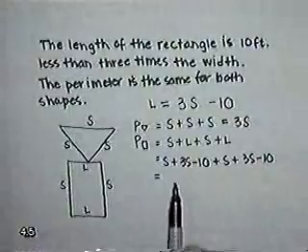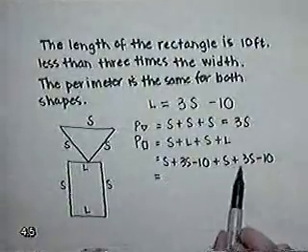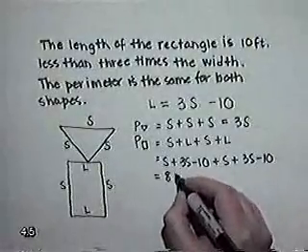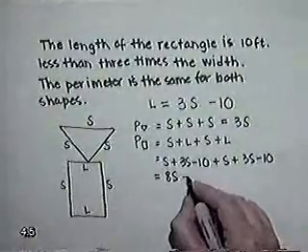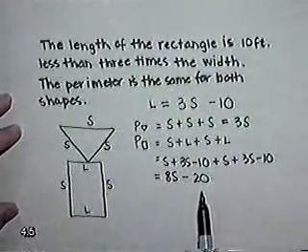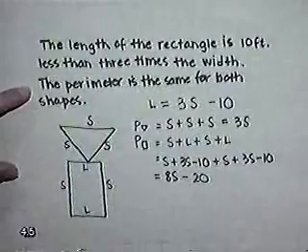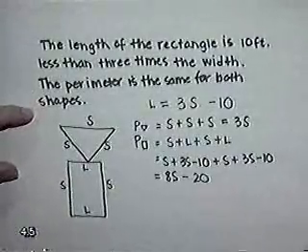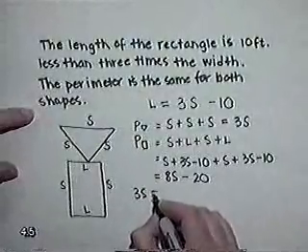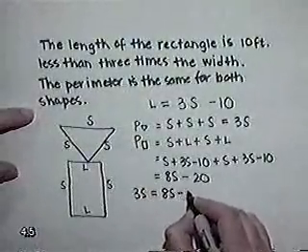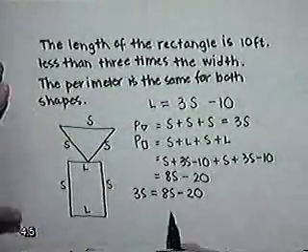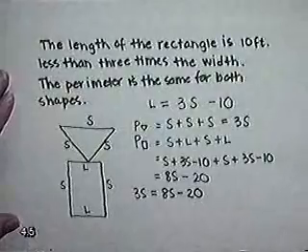And combining like terms, I have S plus 3S plus S plus 3S, which gives me 8S. Minus 10 is minus 20. So I have the perimeter of each shape, and I'm told that the perimeter is the same for both shapes. So I'll set those equal to each other. 3S equals 8S minus 20. And what I will do is subtract 8S from both sides.